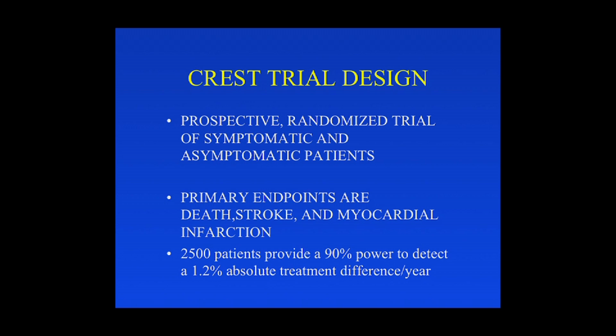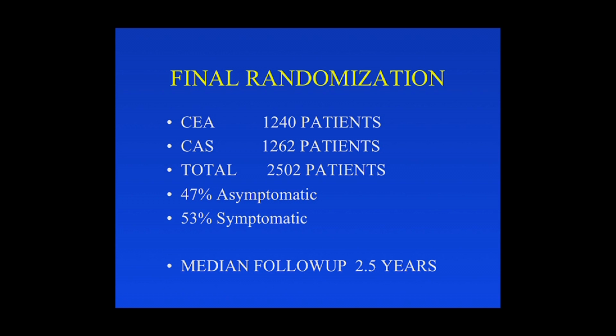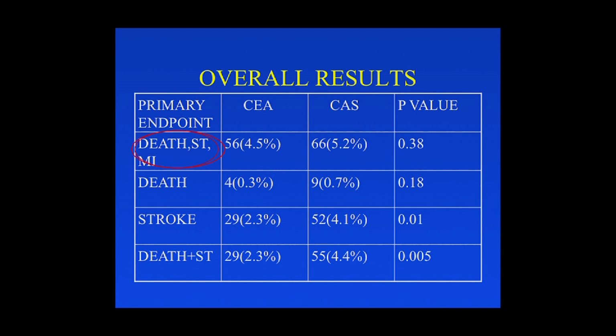1,240 patients were randomized to endarterectomy, 1,262 patients were randomized to angioplasty, a total of 2,502 patients, roughly 50-50 divided between asymptomatic and symptomatic, with a follow-up of 2.5 years at the time of the initial report. Now the bottom line, or top line if you will, is the primary endpoint of the combination of death, stroke, and MI showed no statistical difference between carotid endarterectomy, 4.5%, versus carotid angioplasty and stenting of 5.2%.